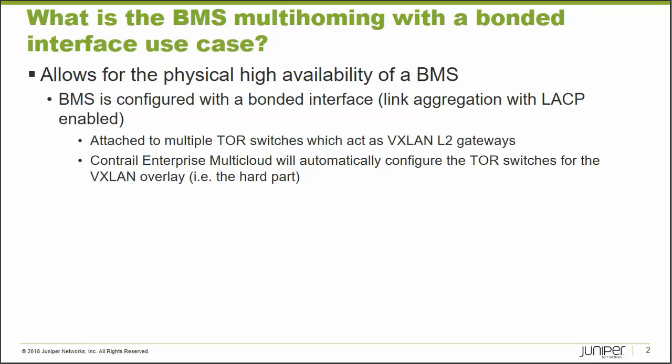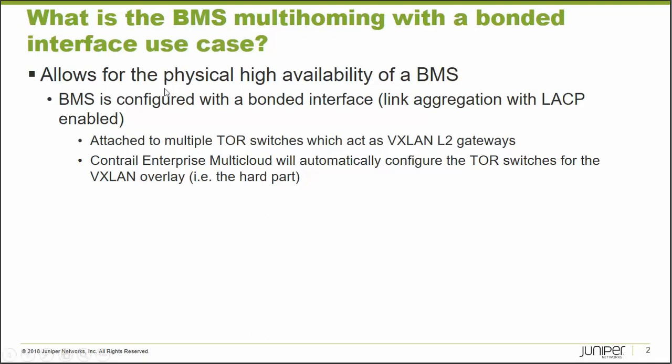This is going to allow for the physical high availability of a bare metal server, and the bare metal server will be configured with a bonded interface. That is, it's got two physical interfaces that are going to be bonded together to do link aggregation. In this scenario, LACP, link aggregation control protocol, must be enabled, because the top of rack switches will be enabled for that automatically during the configuration that Contrail Enterprise Multicloud does.